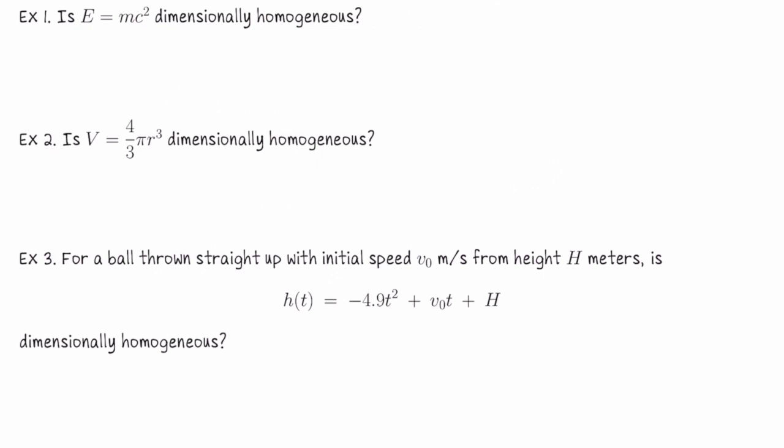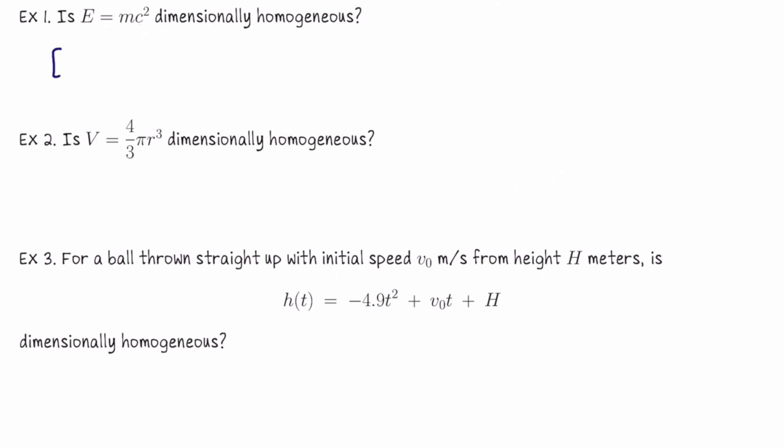Let's look at some more examples of equations and determine if they're dimensionally homogeneous. So this time we'll do it in terms of M, L, and T. Let's start with the famous equation E equals mc squared. E is energy, m is mass, c is the speed of light.